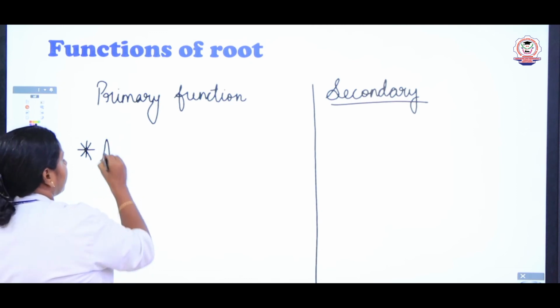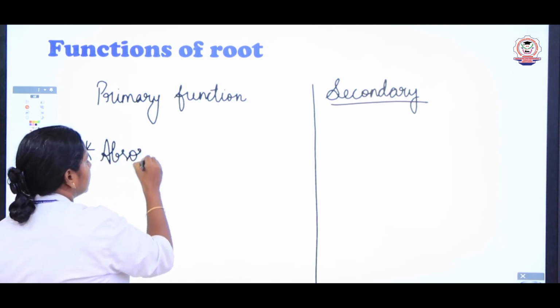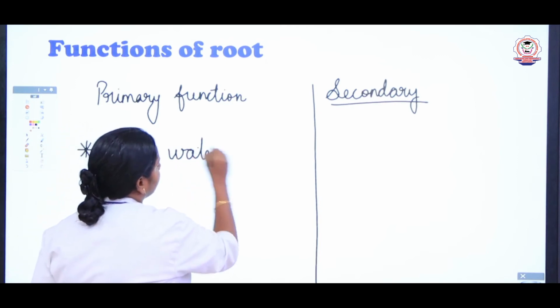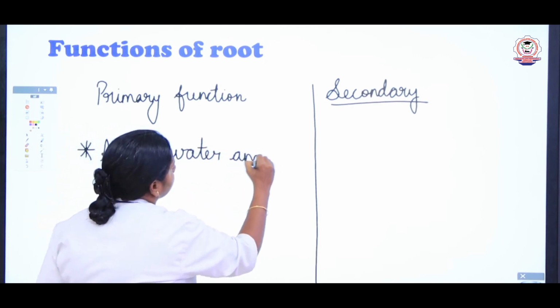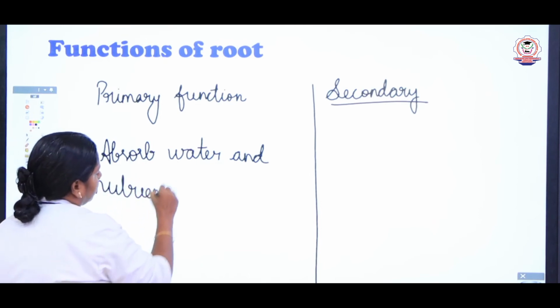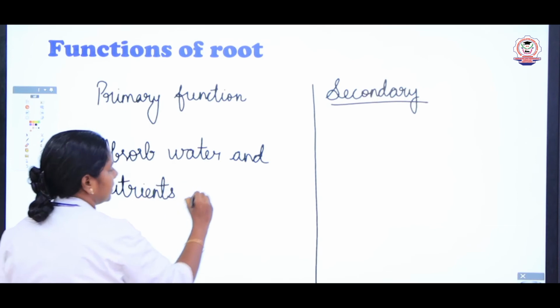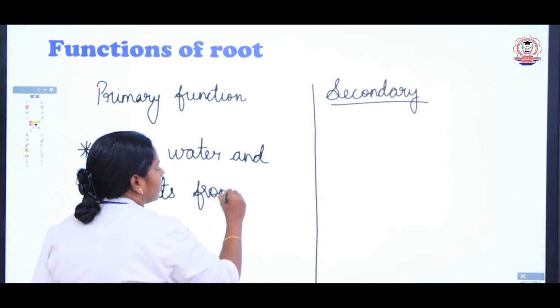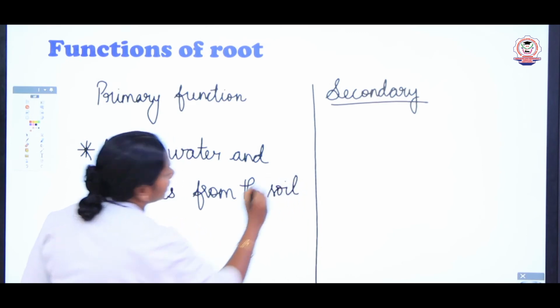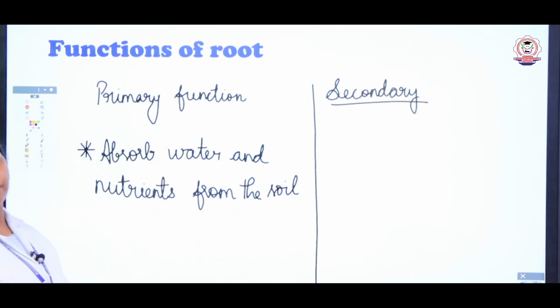So what is the first primary function? Absorb water and nutrients from the soil. From the root, it is transported to the entire plant.